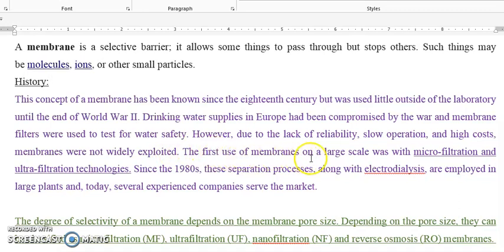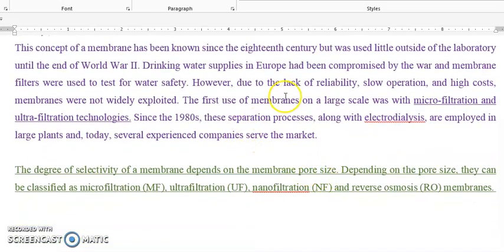The first use of membranes on a large scale, with microfiltration and ultrafiltration techniques, was in the 1980s, and along with electrodialysis they were employed in large plants, and today many companies are selling these under different trade names.